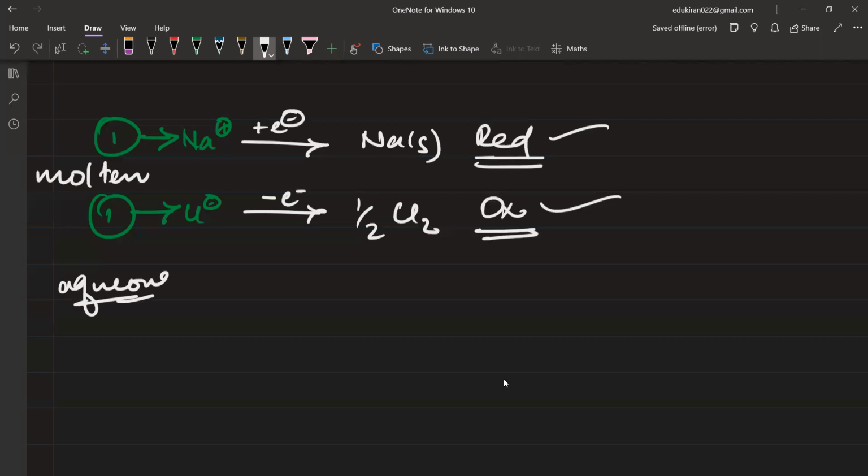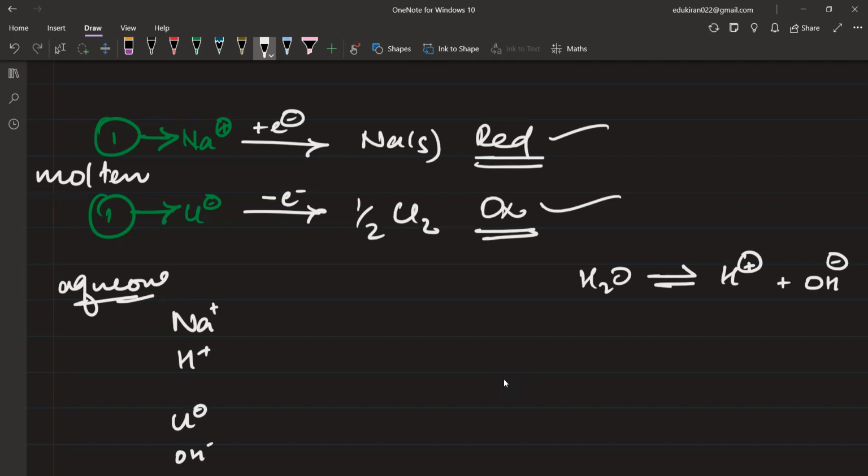If we are going to have aqueous NaCl, in that case we are going to have Na plus. Now from H2O, if you know, H2O can auto ionize, it will give you some H plus ions and some OH negative ions also. Now we are having two cations here, Na plus and H plus. We are having two anions, Cl negative and OH negative.